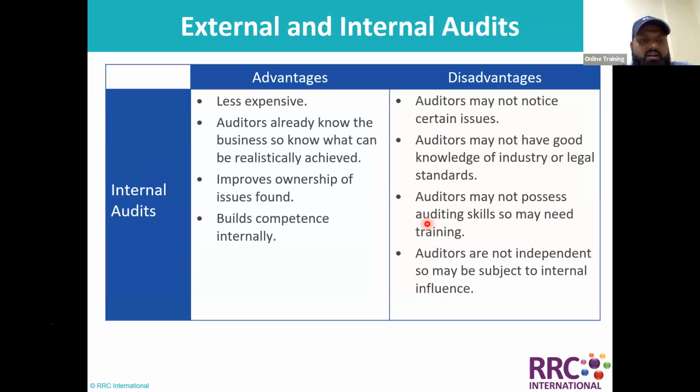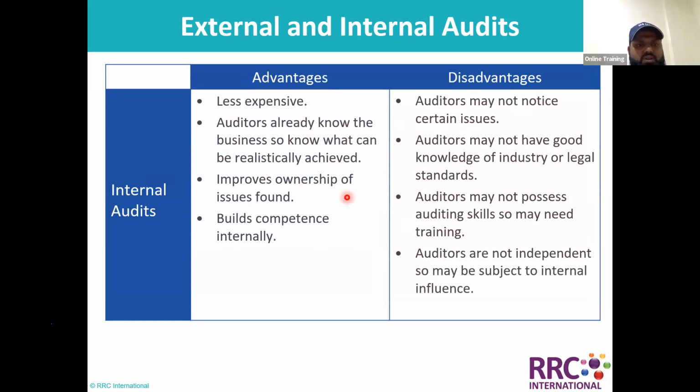Then regarding the internal audit, internal auditor, what are the advantages? What are the disadvantages? The advantages are he would be less expensive. The auditor may already know the business, so knows what can be realistically achieved. So he knows already what my management is going to provide me, so he would be mentioning only those things in the audit.